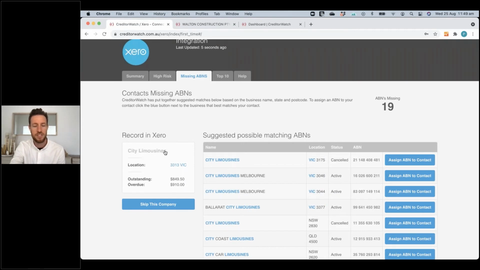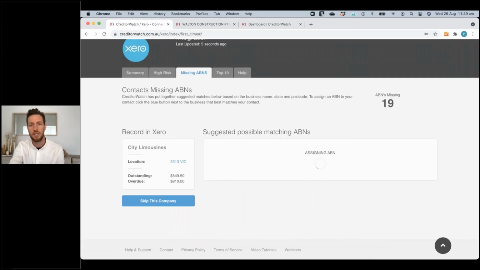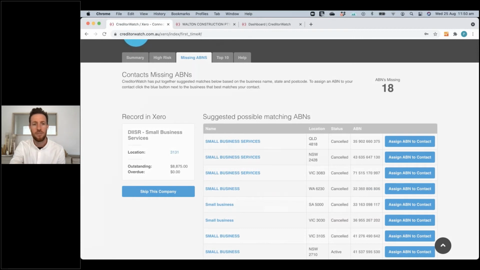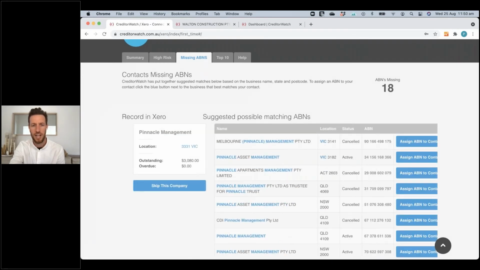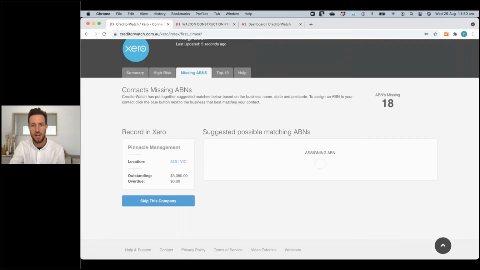The next one here, we've got City Limousines. We've got a postcode. It is in Victoria. And we could go, all right, City Limousines, Melbourne. We know that their actual postcode is not correct here, but this is the neighboring suburb. Bang, click assign ABN to contact. So very easy to do. You can see here, it'll tell you how many are missing, so hopefully you don't have that many. You can skip the company if you can't work it out yourself, and then you can continue to assign on the other one.